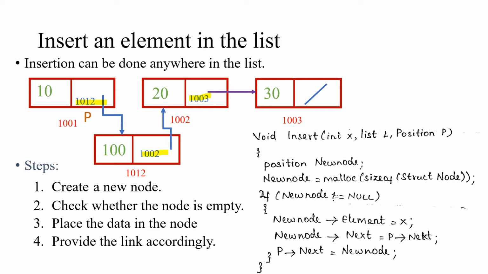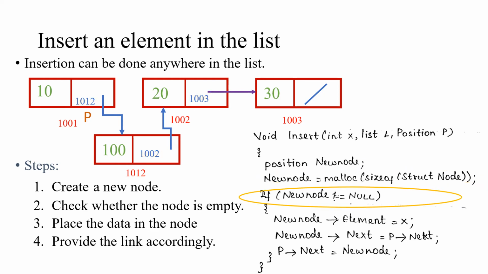Now I'm going to explain the same concept with the routine. The first step is to create a new node. Here the new node is created using the malloc function. The malloc function allows you to create the memory address dynamically. The second step is to check whether the new node is null or not. If it is null, then you can insert the data in your new node.